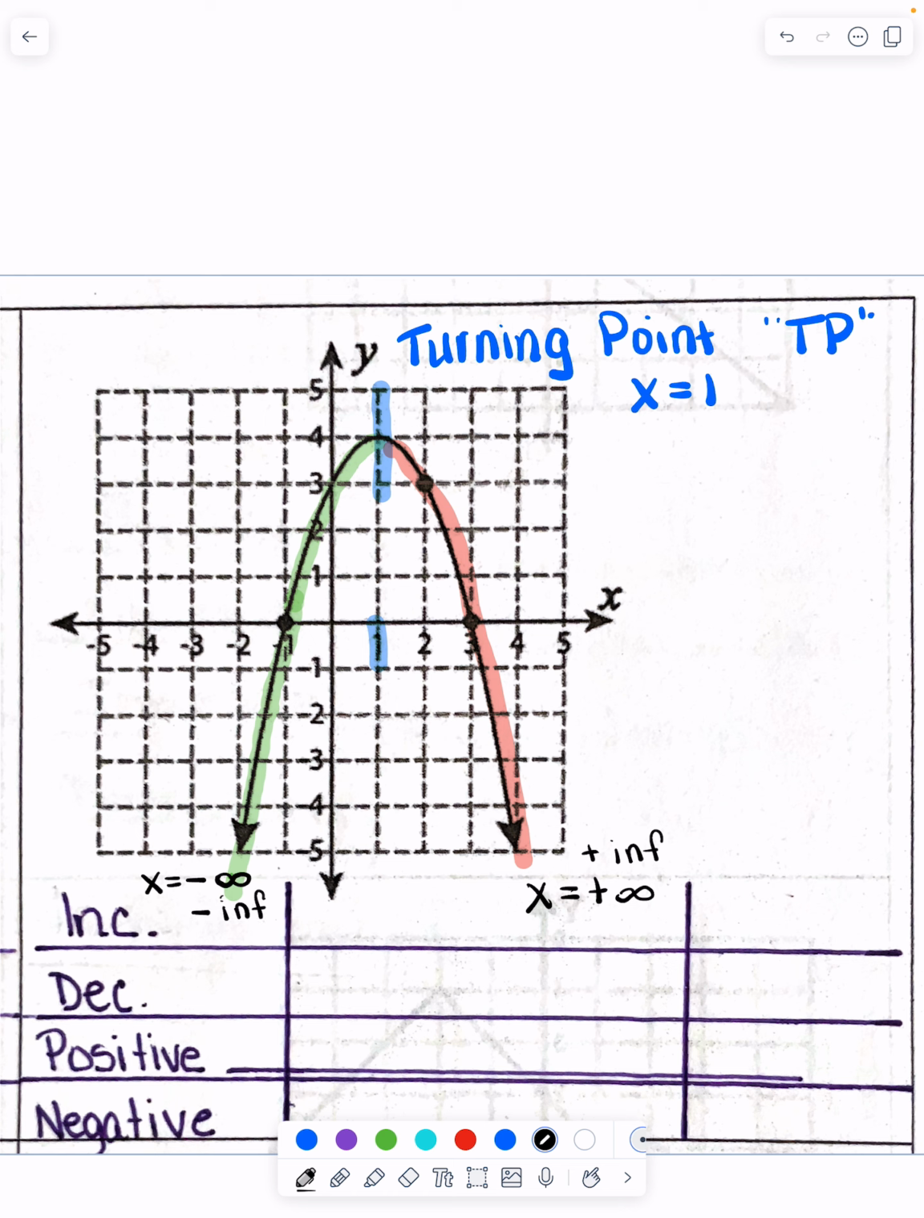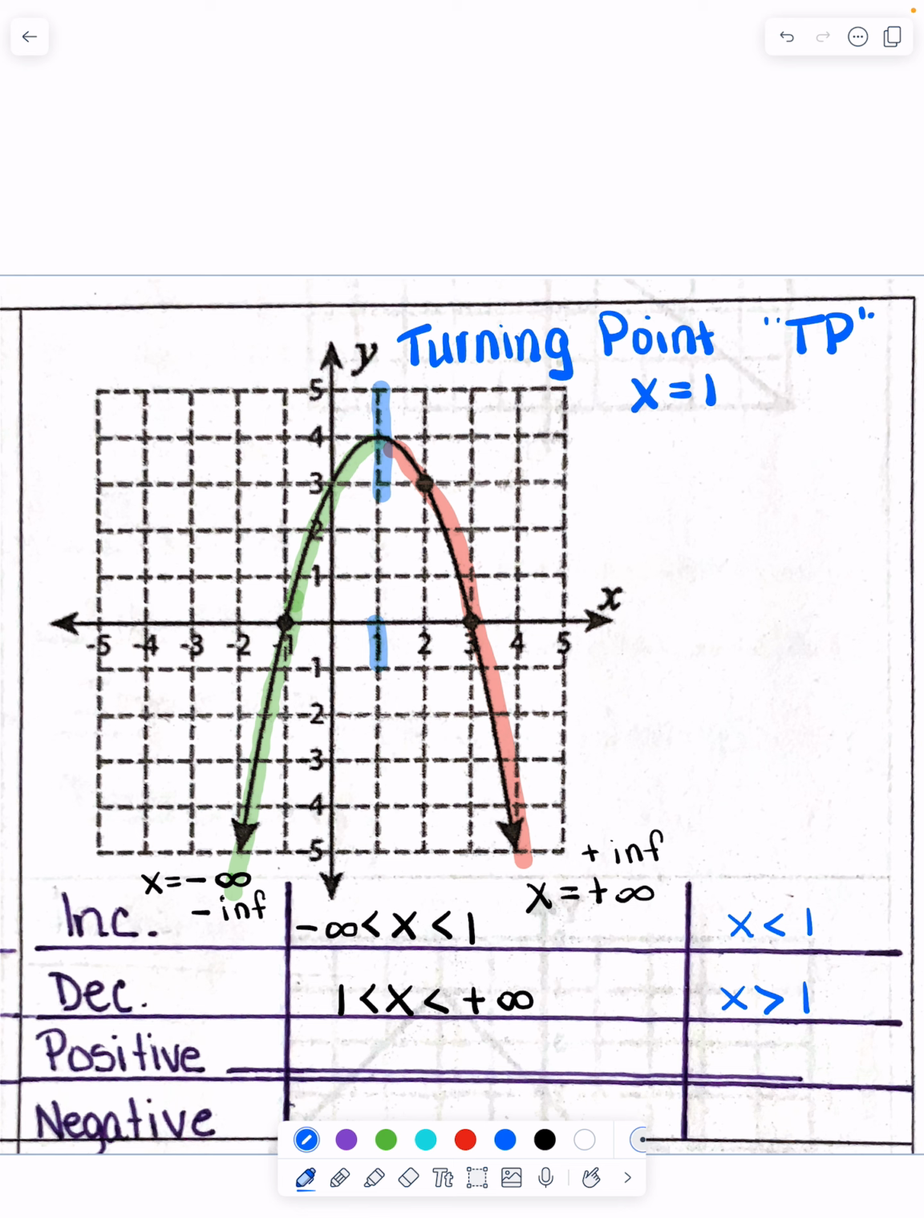When did it stop increasing? When did it stop rising? That was when x equals 1 at that turning point. Okay? So when was it decreasing? Well, it started decreasing just after the turning point, so where x equals 1. And it continued decreasing forever and ever. So that is where x equals positive infinity. Now another way that we could write this, we could say it was increasing when x was less than 1, and it was decreasing when x was greater than 1.